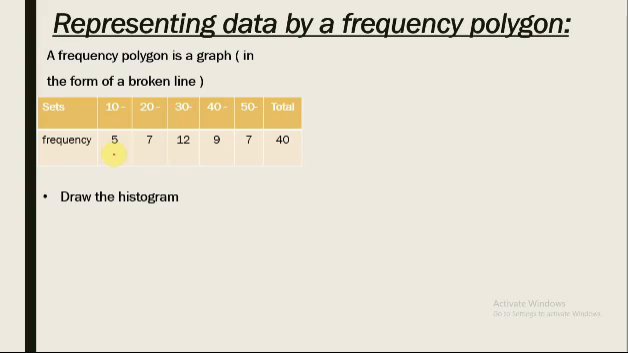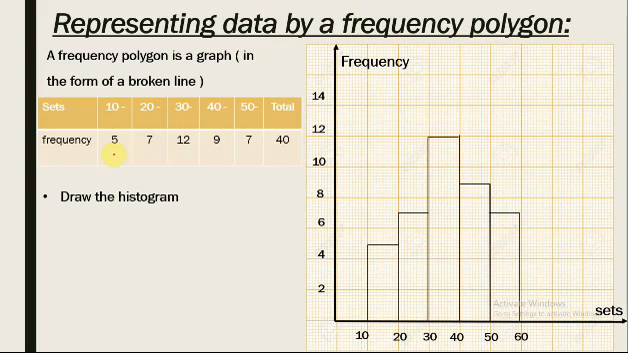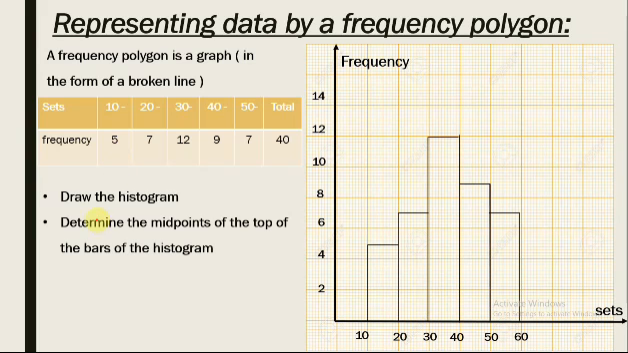First step, draw a histogram. Exactly like what we did in the previous part, we are going to draw the histogram. After this, determine the midpoints of the tops of the bars of the histogram. Where is the midpoint? It is a thin line in the middle here, or the bold line in the middle. This is going to be the place for the midpoint of the first interval. Here it is.